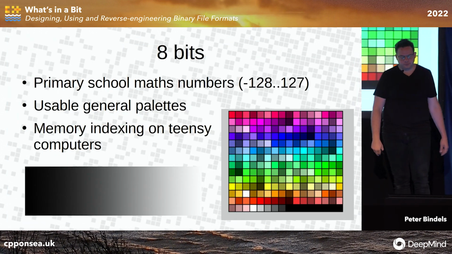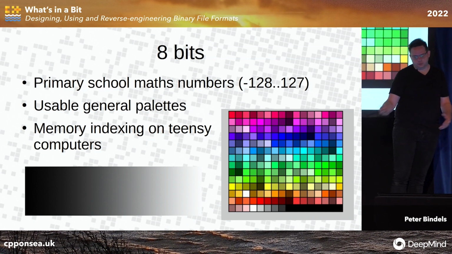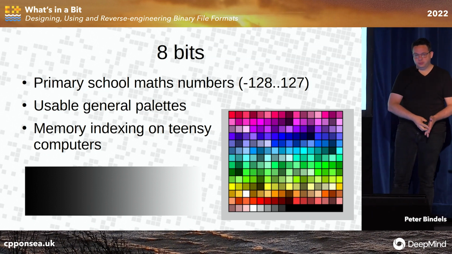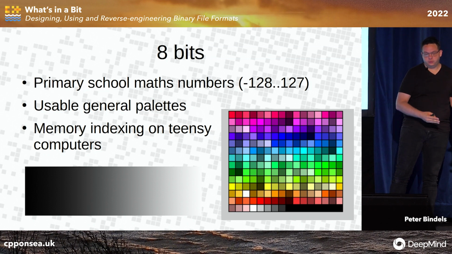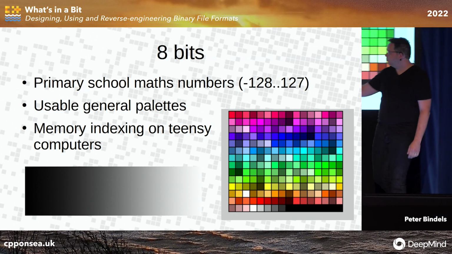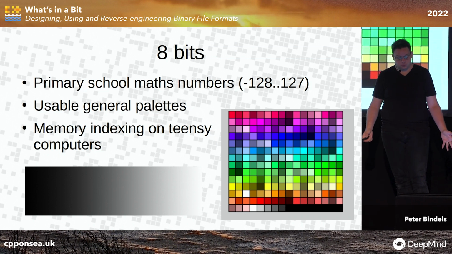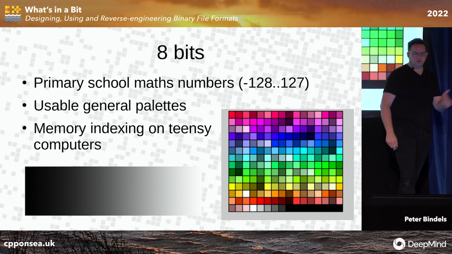So going to 8 bits. 8 bits is enough to do primary school math. You can add numbers, you can subtract them, you can get some negative numbers. You can have a useful general palette. This is the web-safe palette, which is the thing that was used on the internet before we had enough memory to store actual graphics. You can have a full grayscale palette with basically no interruptions. So you can take grayscale pictures. It's starting to get useful. We already had 3 steps.